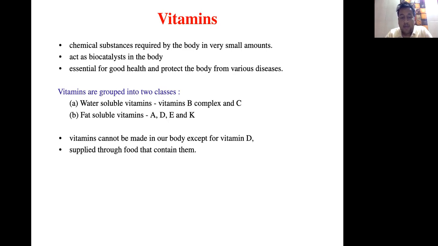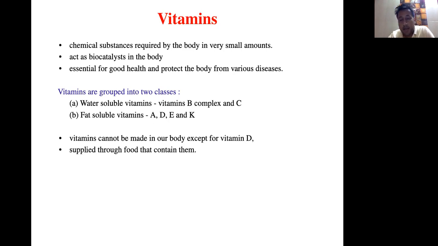Again, vitamins cannot be made in our body. That's why they are very essential, except for vitamin D, which most of us know. Like we do sunbathing in the winter or early sunbathing in the summer when the sun is not too hot, for 20-30 minutes per day, so that our skin can manufacture vitamin D with the help of the kidney and the liver. So almost every vitamin is not made in our body except vitamin D.